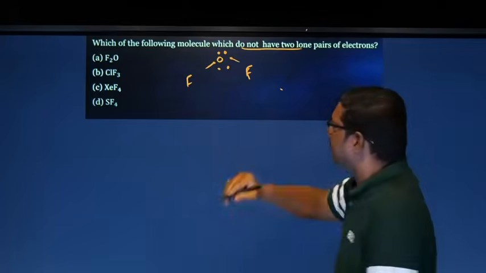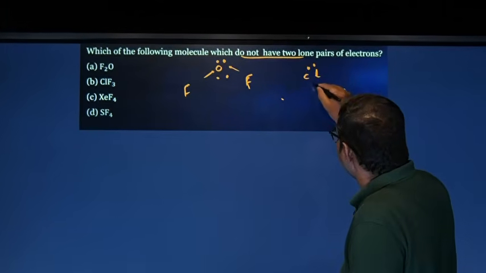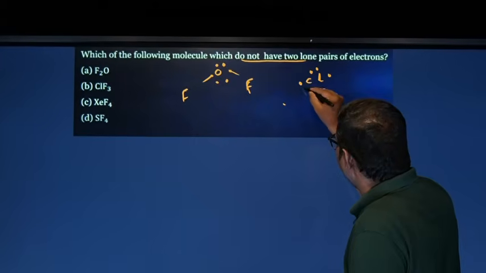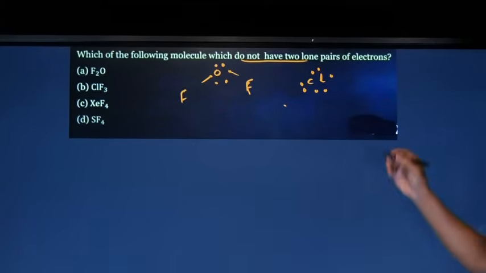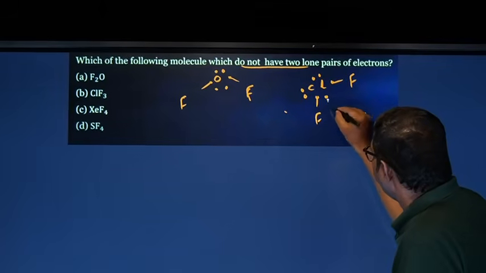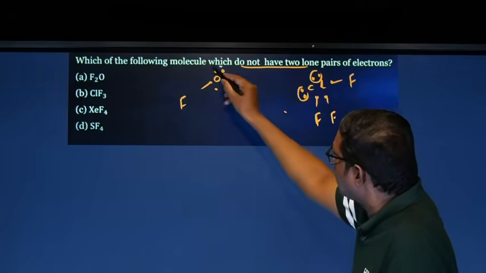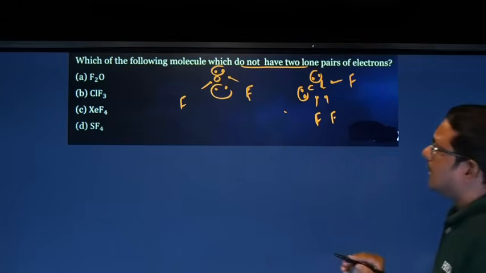Now the second option, ClF3. This is my ClF3 structure. Chlorine is group number 7, so I have taken 7 electrons. This is my fluorine, this is my fluorine, this is my fluorine. No doubt again it has 2 lone pairs. That means this is not the correct option.